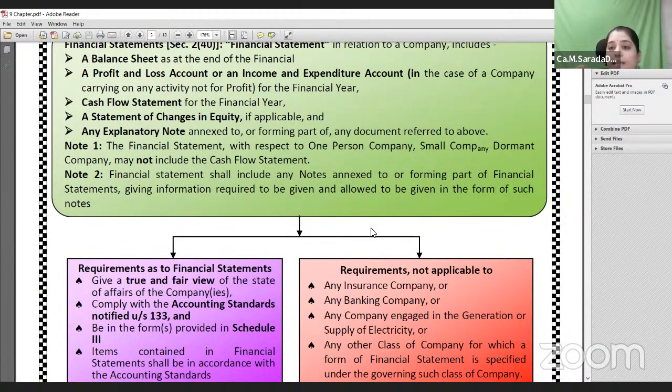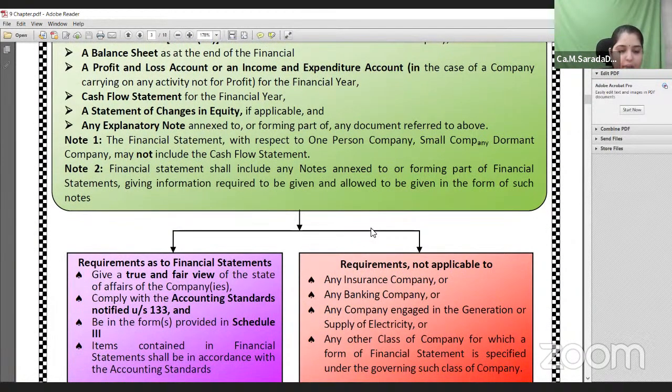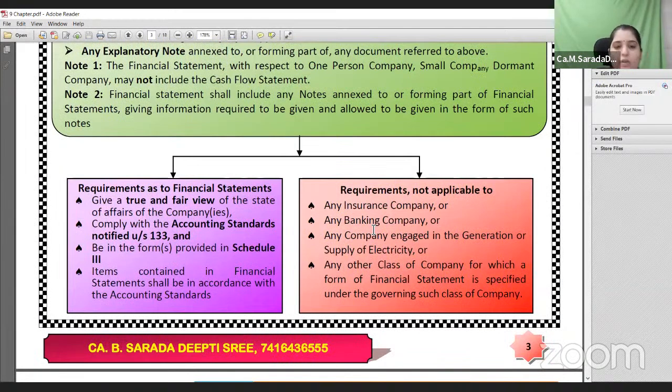So once again, these financial statements will reflect the true and fair view of the financial affairs of the company, and they should be prepared by following the accounting standards applicable to the company under Section 133. The format in which these accounts have to be prepared is also provided: according to Schedule 3 of the Companies Act. Okay, so these are the important aspects when you are preparing the financial statements. If there are any deviations while preparing the financial statements, the company should specifically mention that this particular aspect has been deviated from in their financial statements.